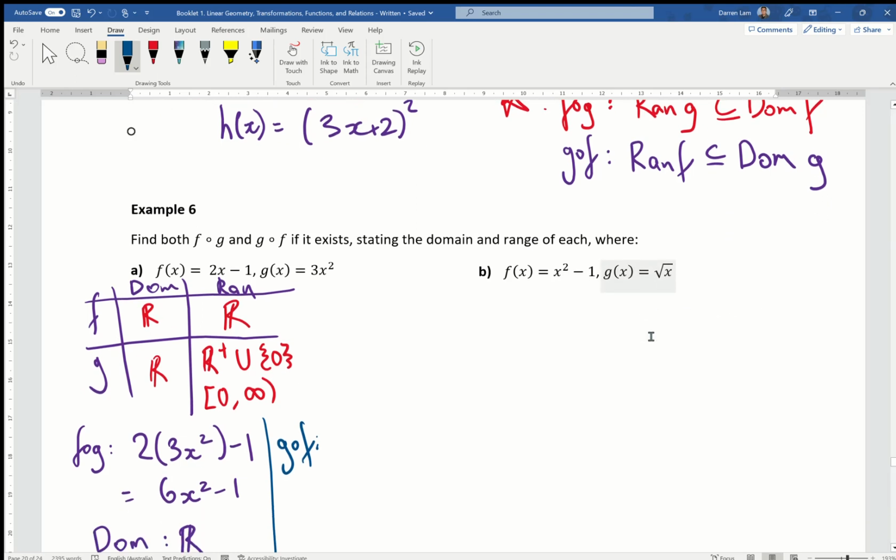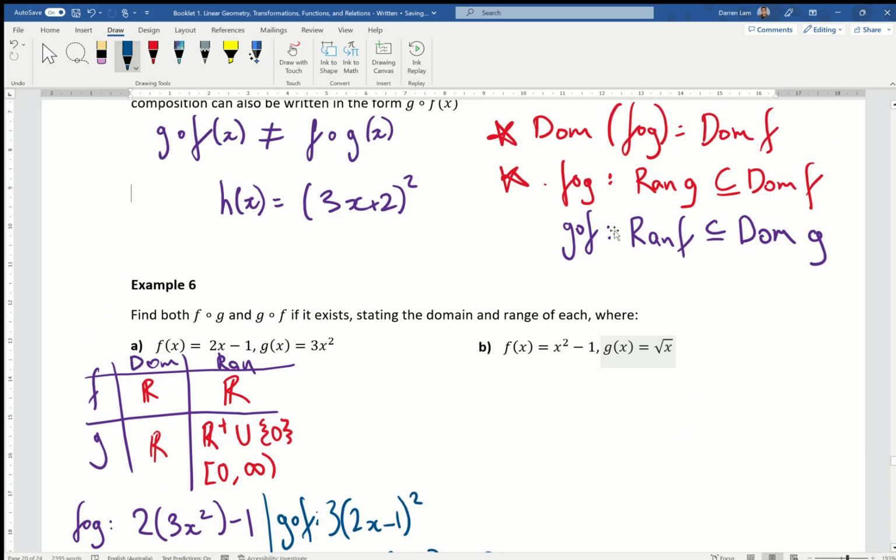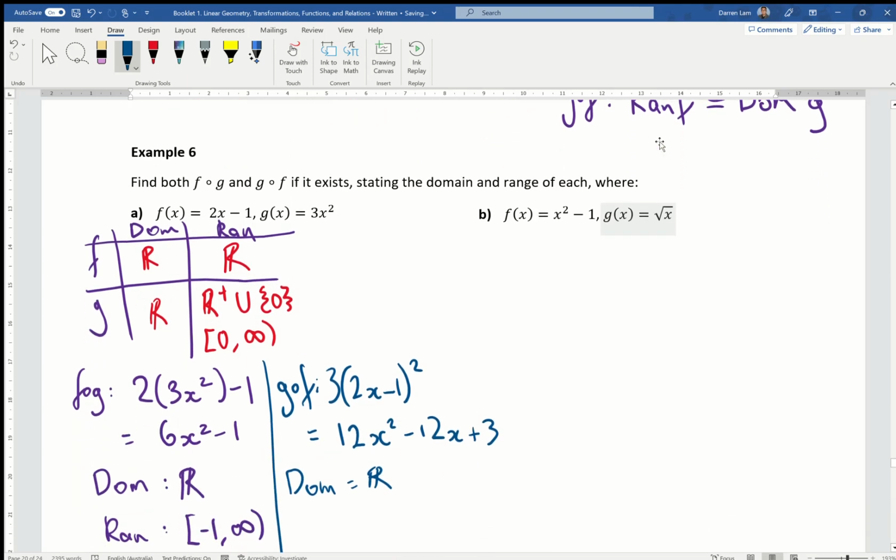I substitute my values in, and I get 3 bracket 2x minus 1 squared, which simplifies to 12x squared minus 12x plus 3. The domain of this function is again all real values, right? Because beforehand for f of g, the domain is the domain of f. So for g of f, the domain is just the domain of g. And the range, based on what we know of this kind of function, is just going to be 0 to infinity.